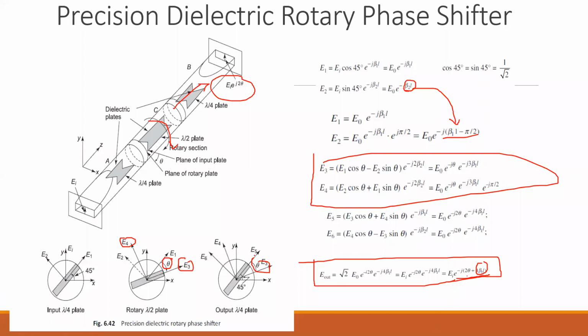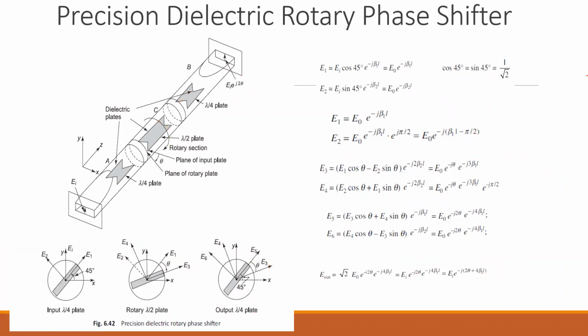So this is just an example. This one is the case when you have a lambda by 2 plate, and this is the case when you have a lambda by 4 plate. So these conditions are for lambda by 4. We can obtain these conditions based on these parameters also. That's why it is represented in this form.